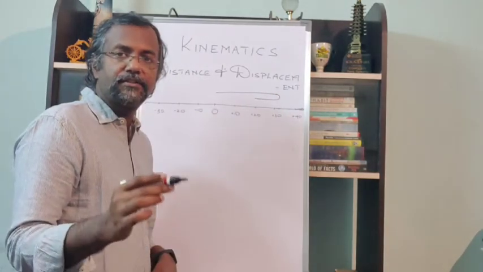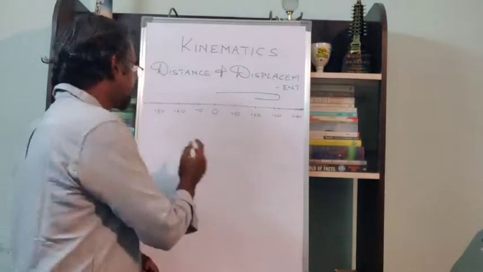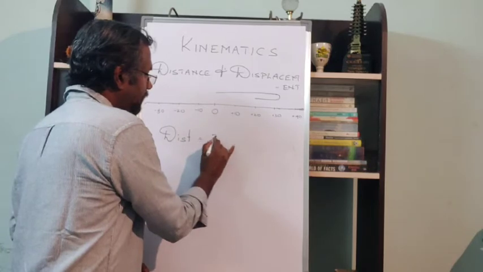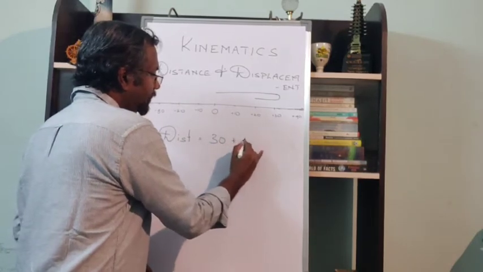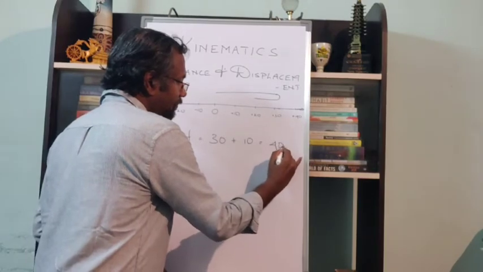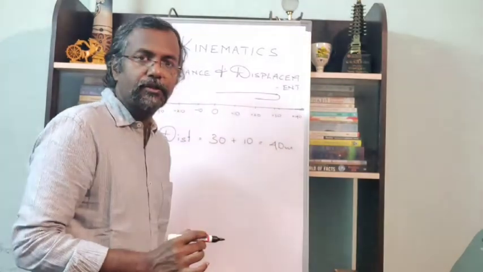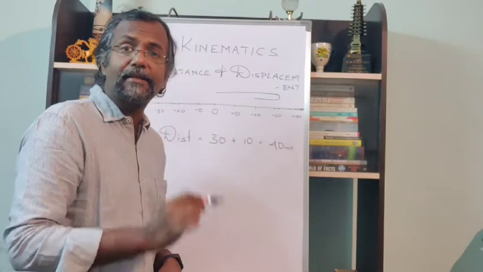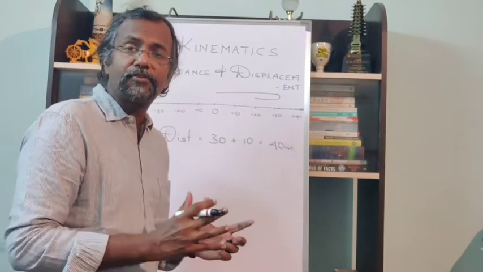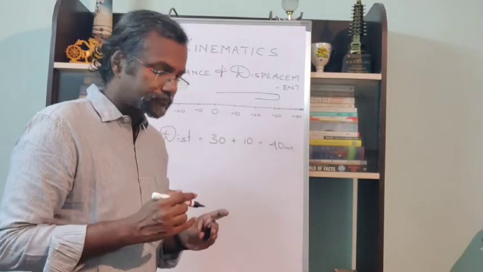What is the distance traveled by the ball? It's a no-brainer. The distance would be equal to 30 meters plus 10 meters, which is equal to 40 meters. So the distance traveled is 40 meters. The length of the path traveled by the ball is 40 meters. The distance is the length of the path traveled.